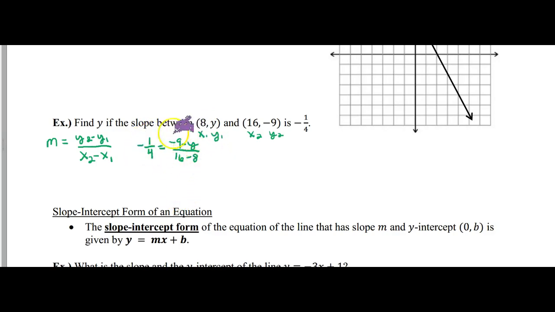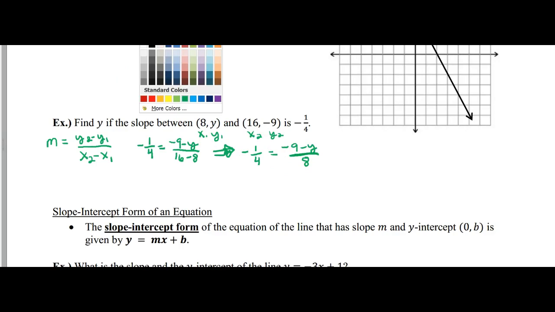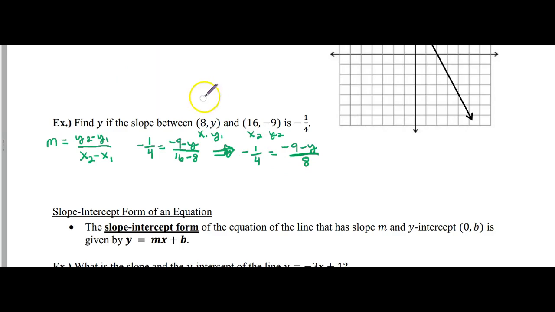So now we have this equation that we can solve for y. I'm going to start by simply subtracting in the denominator here. I'm going to leave that 1/4 alone, and I still have that negative 9 minus y, and 16 minus 8 is 8. Now I want to get y alone, so I need to get rid of this dividing by 8. The opposite of dividing is multiplying. I'm going to multiply both sides by 8, and same thing over here.